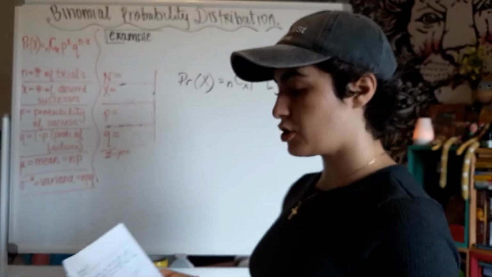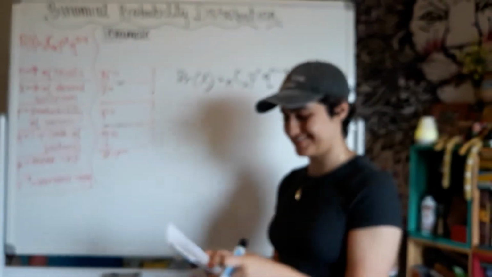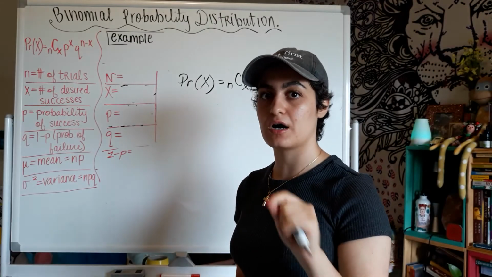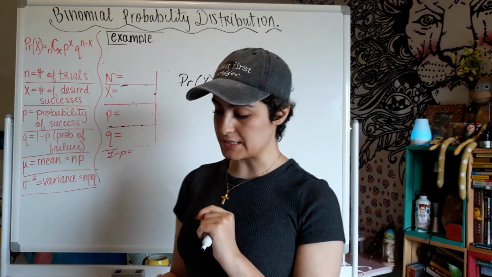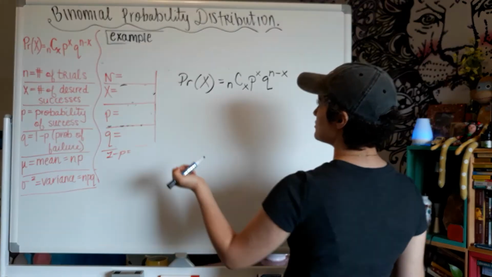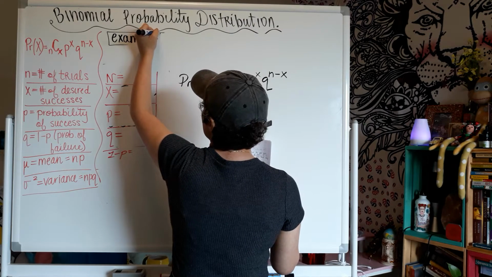Okay, so 80% of the population feel that the government sucks. Find the probability that at least 5 in a sample of 10 residents feel that way. Okay, so let me write that. Is that example 3?